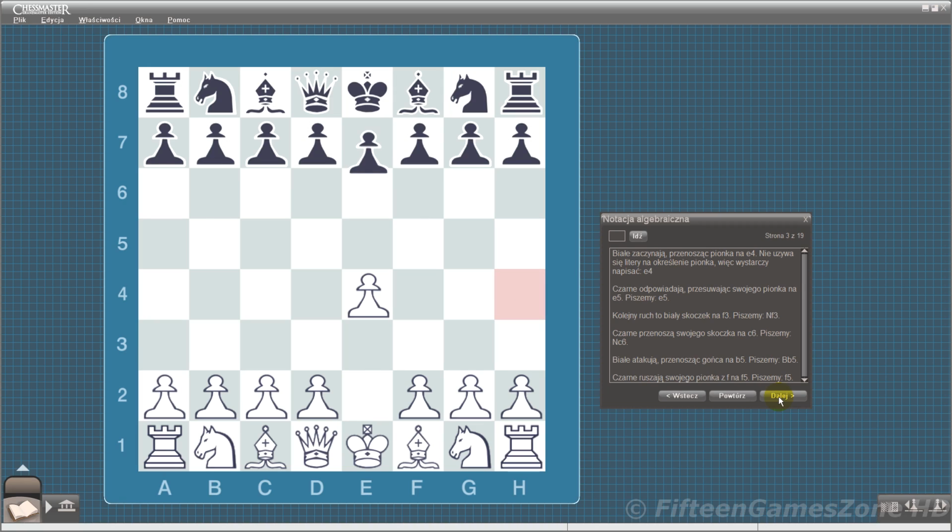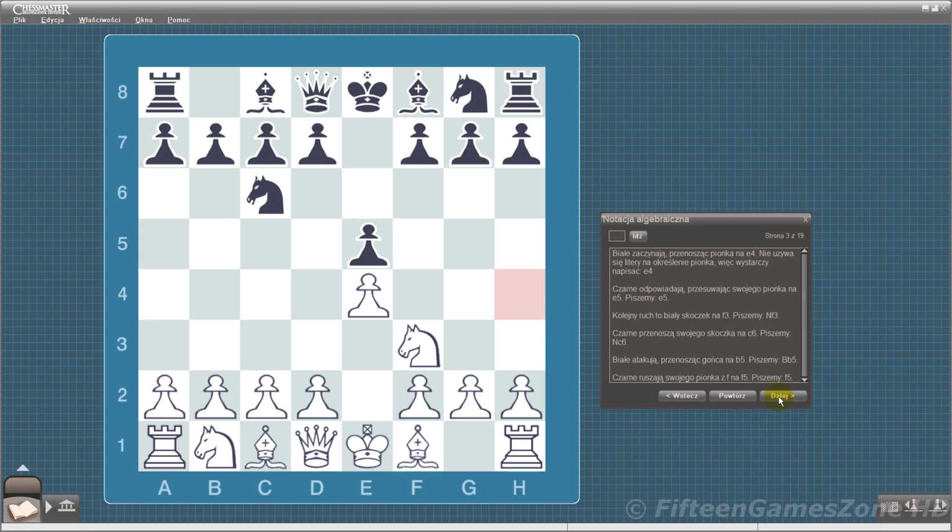Black responds by moving his pawn to E5. This is written E5. Next, white moves his knight to F3. You write capital N, F3. Black moves his knight to C6. So you write capital N, C6.